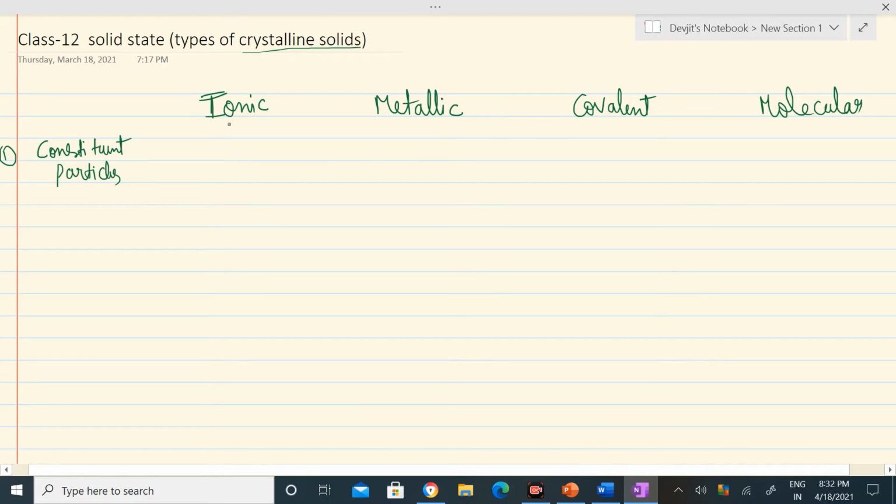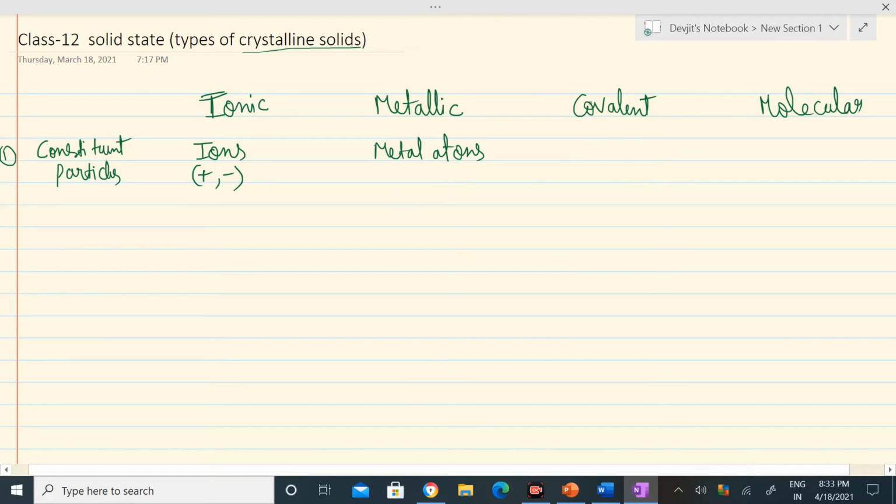The constituent particles of an ionic solid are ions, obviously: cations and anions, positive charge ions and negative charge ions. They make this ionic solid. A metallic solid is made of metal atoms, like iron, zinc, aluminium. These all make a metallic solid.